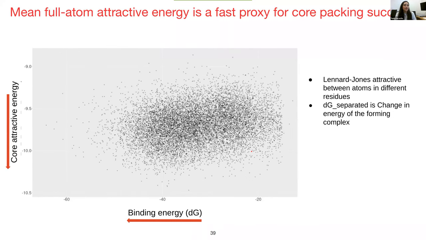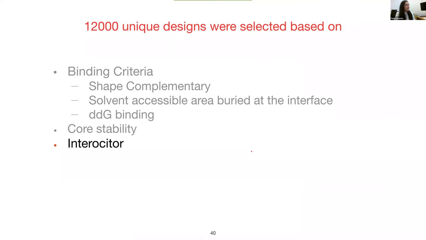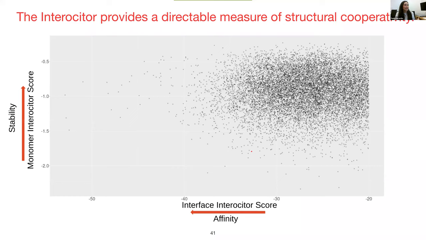The next thing we looked at was the Lennard-Jones attractive energy between the atoms and different residues in the core. I can't look at all the designs by eye, but this was a metric to see how well they are packing together, and if there are any voids within the mini proteins, and to find different cutoffs to generate the designs. This was exciting because I tried to score everything according to the native interaction and all the past literature.